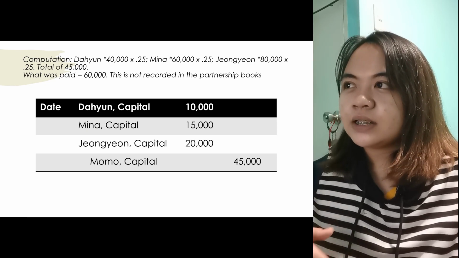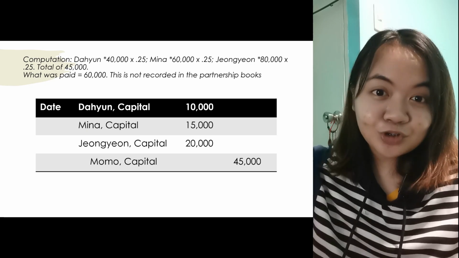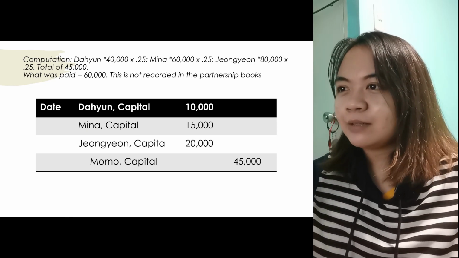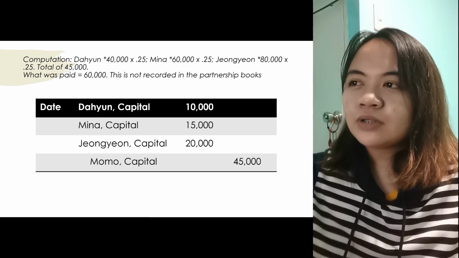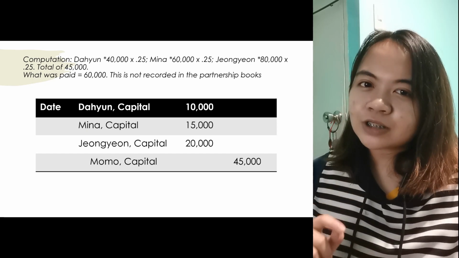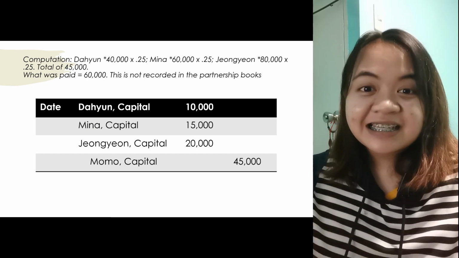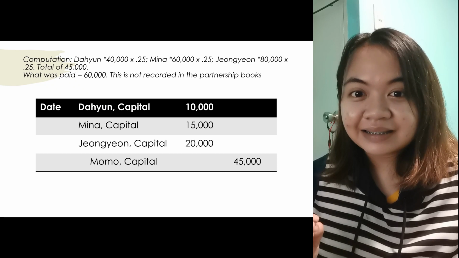And Jonghyun, we have 20. So, paano na-compute yung nasa taas, yung computation niya. And then, Momo, i-add mo lang lahat, 45,000. Pero look at what she paid, 60,000 yung binayad niya.